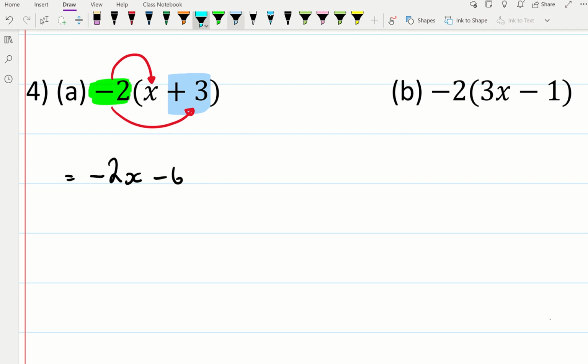Next question is very similar. I've got my negative 2, and I'm going to multiply it by a positive 3x. So it's a plus 3x, it's a positive 3. Negative 2 times 3x is negative 6x. Because the negative 2 times 3 is negative 6.